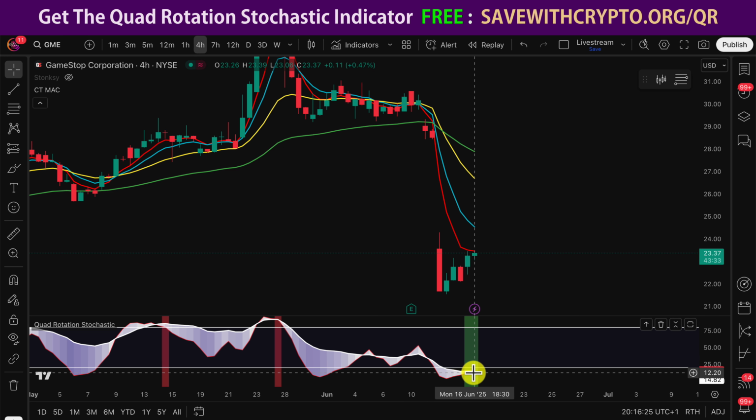And also we got this green background here. I'm using the 4-hour time frame because it's a traditional stock. It moves slower than crypto, so I thought 4 hours is probably quite a good time frame to use.